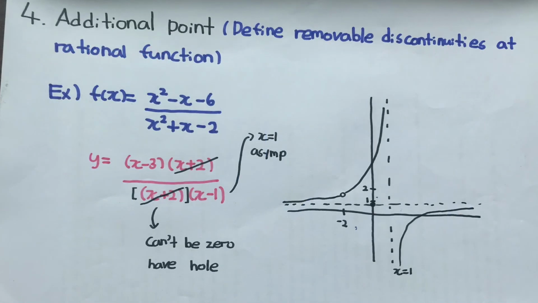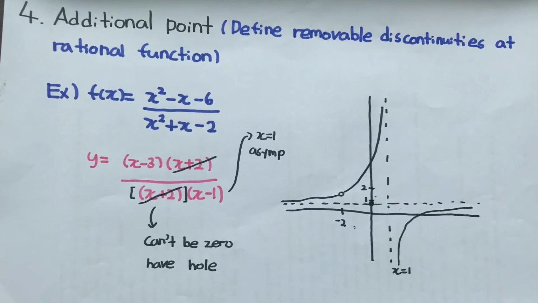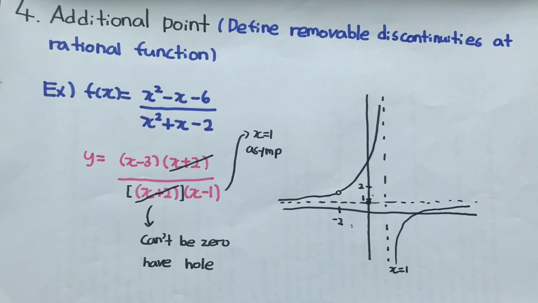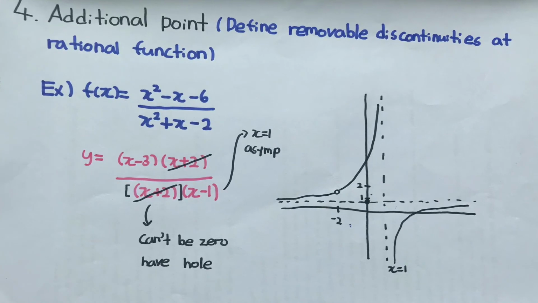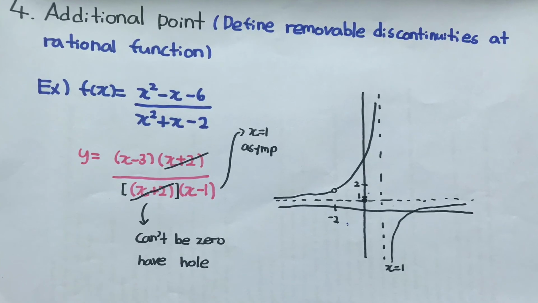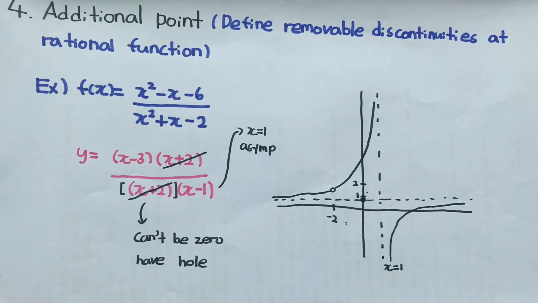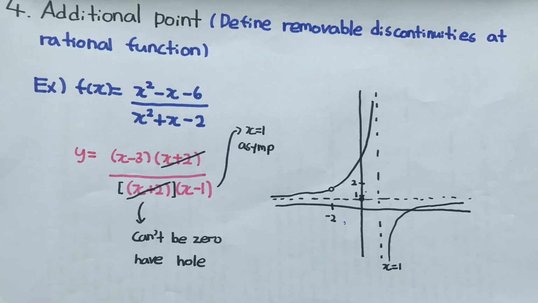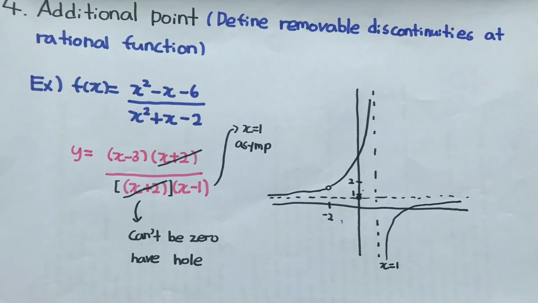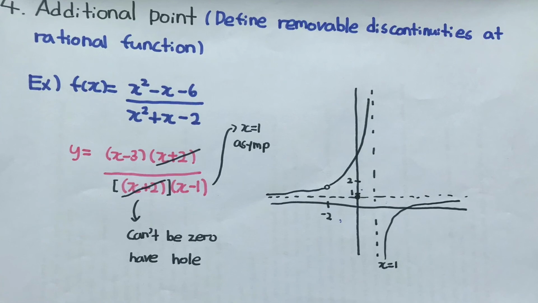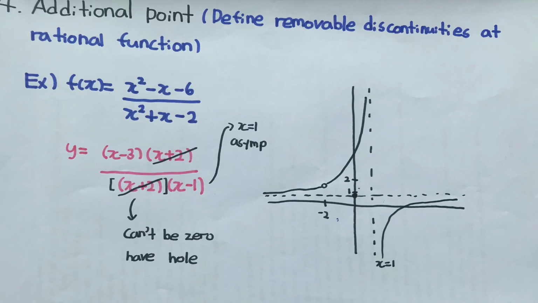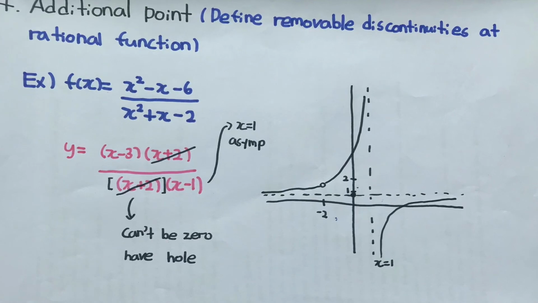For the last part, let's define removable discontinuity from a rational function. Below is the example function. If we factor the denominator and the numerator, we get (x minus 3)(x plus 2) over (x plus 2)(x minus 1). We can see there is a common factor, x plus 2. We can cancel out the x plus 2, and in the simplified equation we can see x equals 1 is a vertical asymptote, and if you look at the highest degree, x squared over x squared, we can see there is a horizontal asymptote at y equals 1.